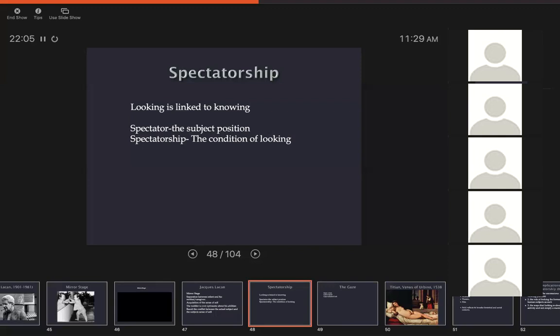So looking here is linked to the idea that if you watch a show, you watch TV, and you are really deeply affected by it, you would also feel like you really know it, you really know the characters, right? A spectator is the subject position. It's someone who is the subject. And spectatorship as well is kind of the condition of looking. Essentially, we're looking, and if we're looking for a long time, we become spectators. We're looking at something that is going on. We remain passive, we retain a passive condition, right?